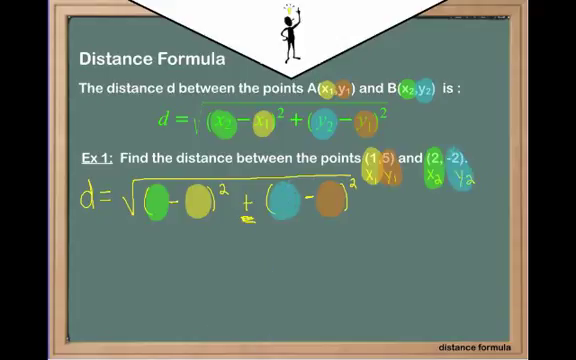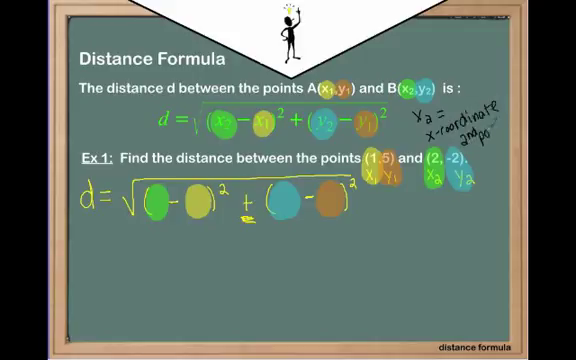So here we go. Time to plug and chug. So x2 minus x1, well, my x2 coordinate, all that x2 really means, and let's really break that down, is it means it's the x coordinate of the second point.